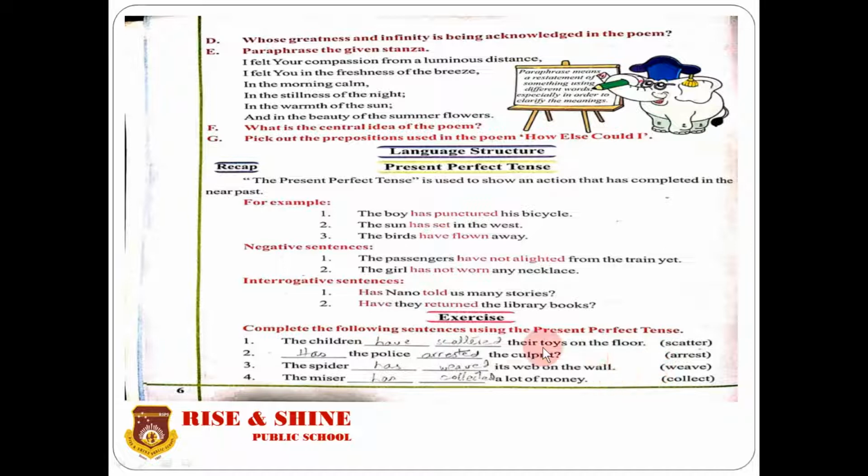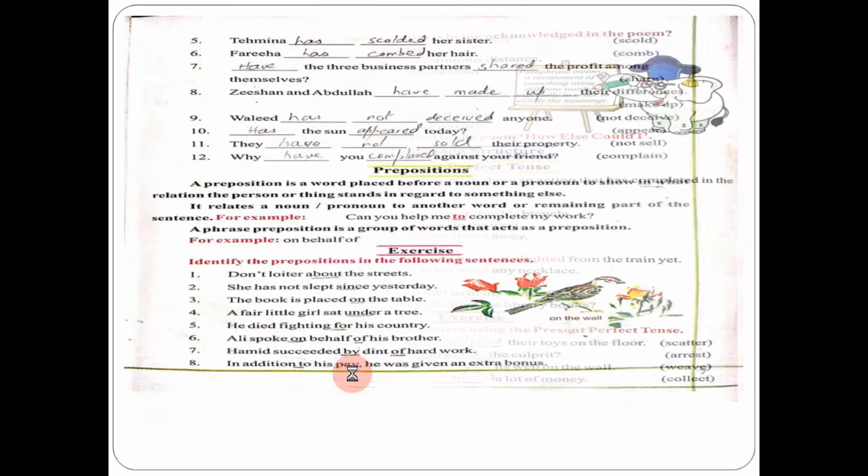Now after spider, you are going to add the helping verb has, and woven is the third form of weave. Now the sentence will be like that: The spider has woven its web on the wall. Number 4. The miser, then 2 gaps are given, a lot of money. And in bracket, the first form of the verb is given, collect. Now you are going to add this verb by converting it into the third form, and this sentence will be like that: The miser has collected a lot of money.